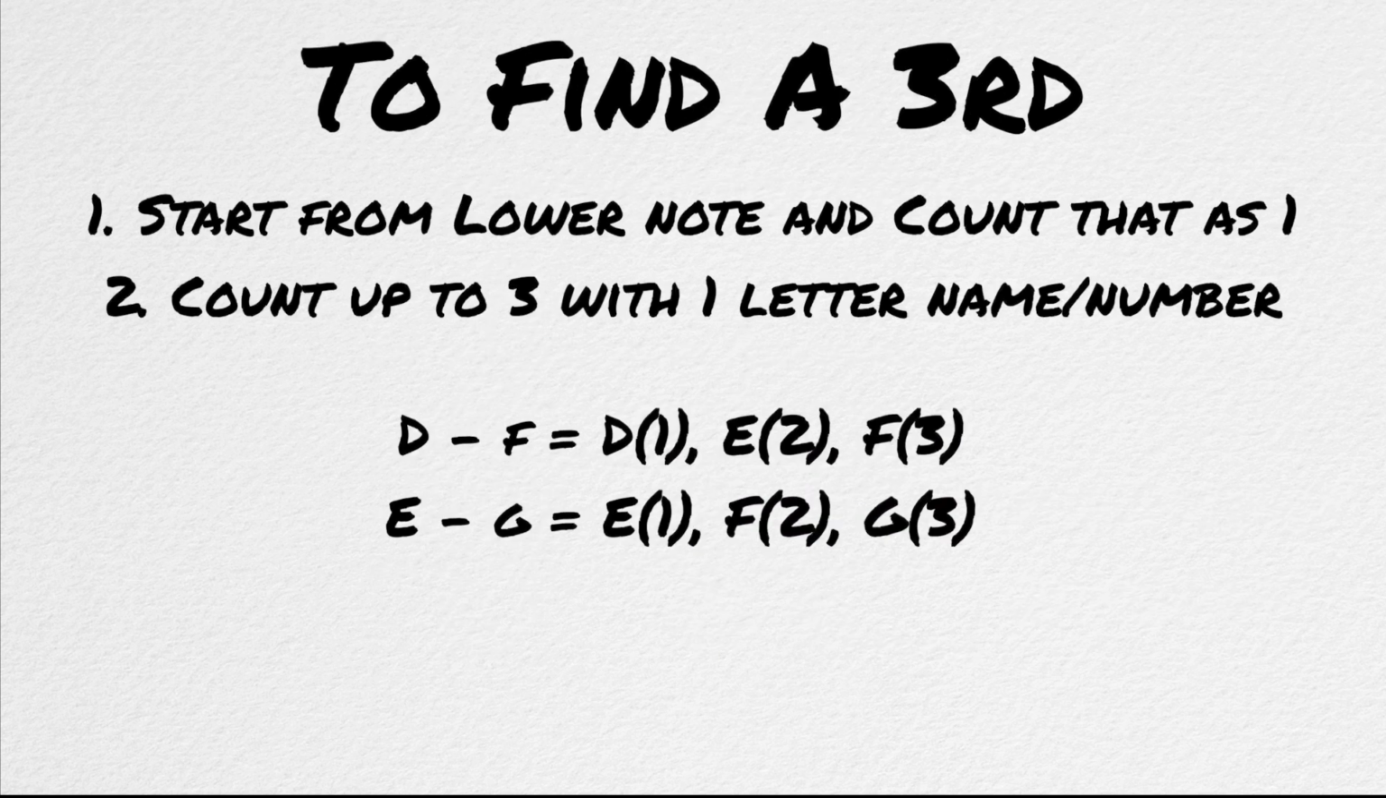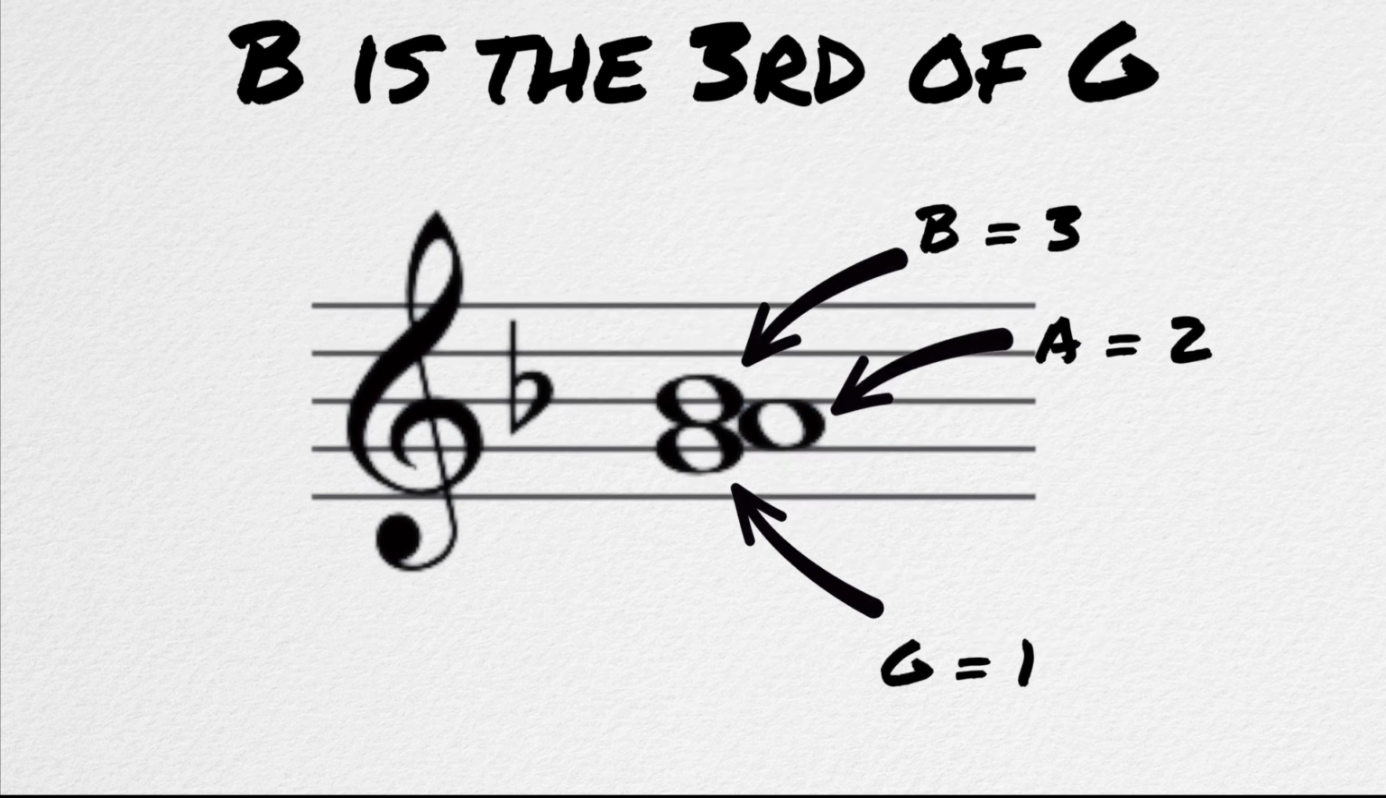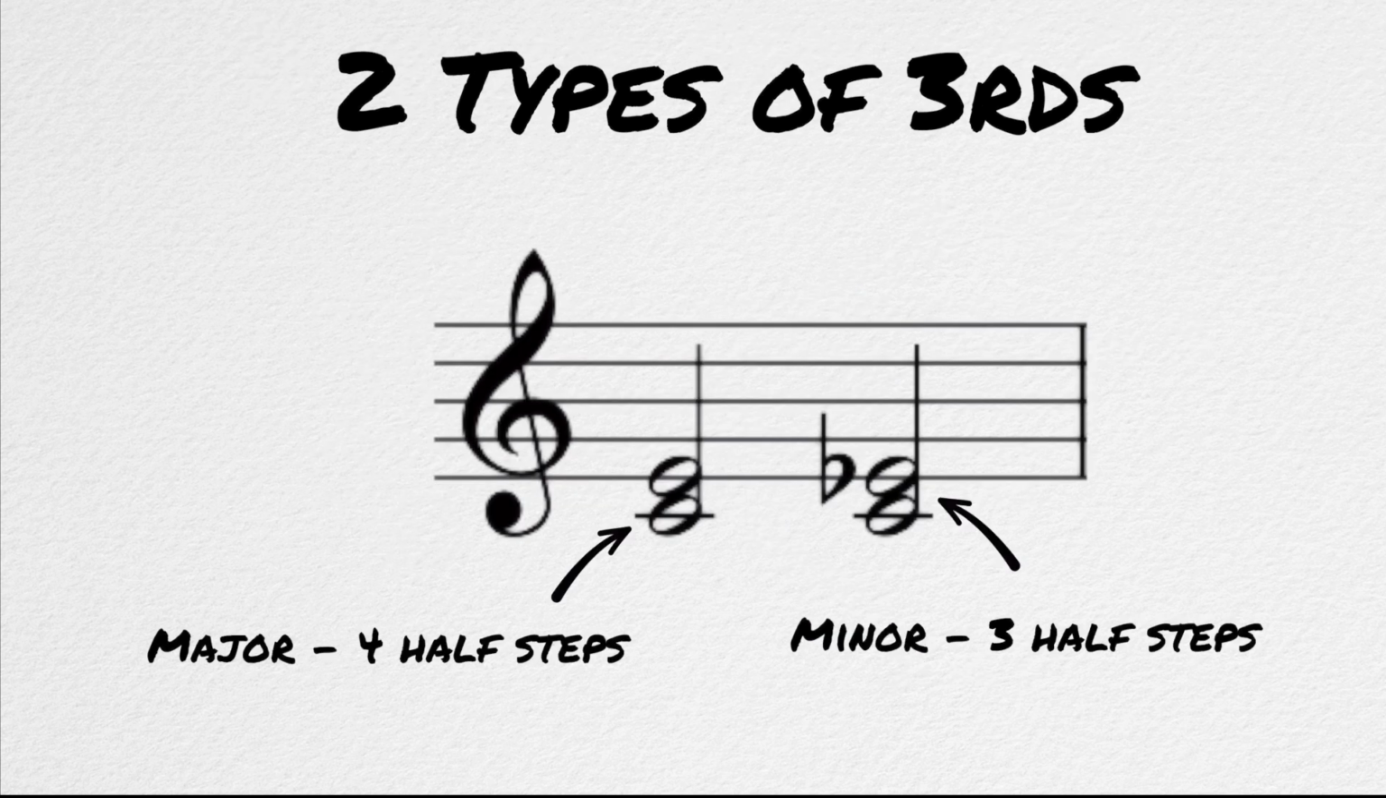A third refers to the distance between two notes. Take the lower note, count up the letter names with the first note being 1, and you will find a third. The third of A is C: A1, B2, C3. The third of G is B: G1, A2, B3. There are two types of thirds that we commonly use, major and minor. A major third spans the distance of 4 half steps, and a minor third spans the distance of 3.